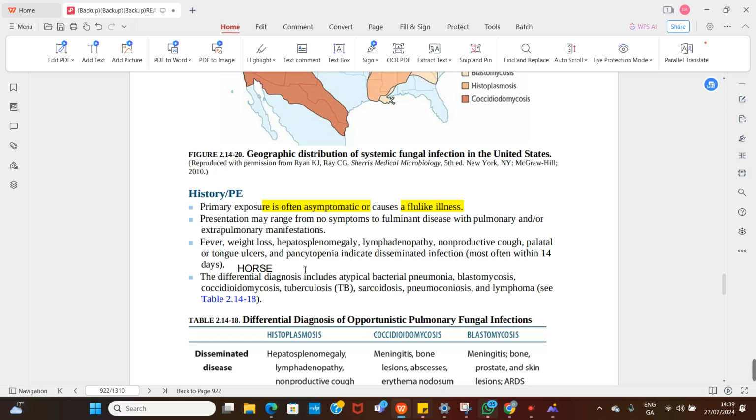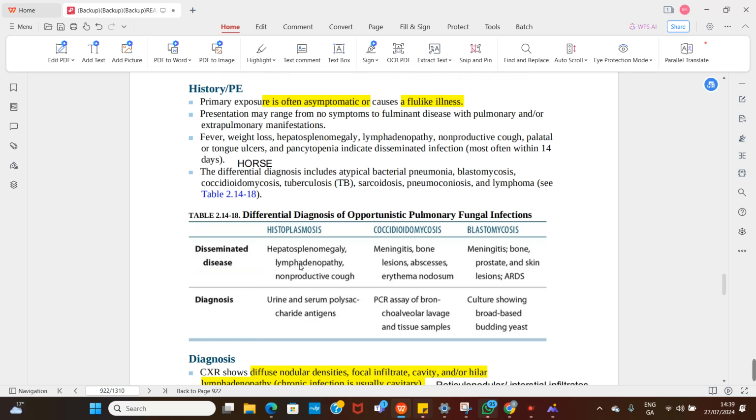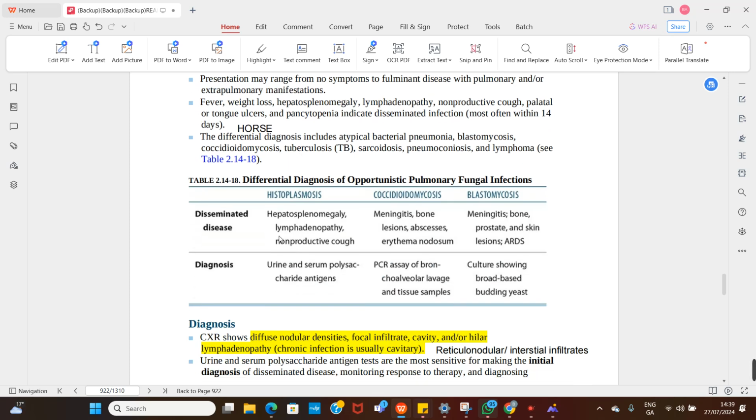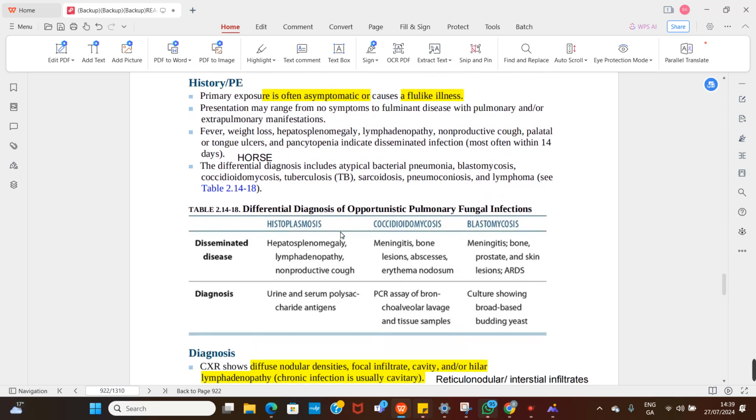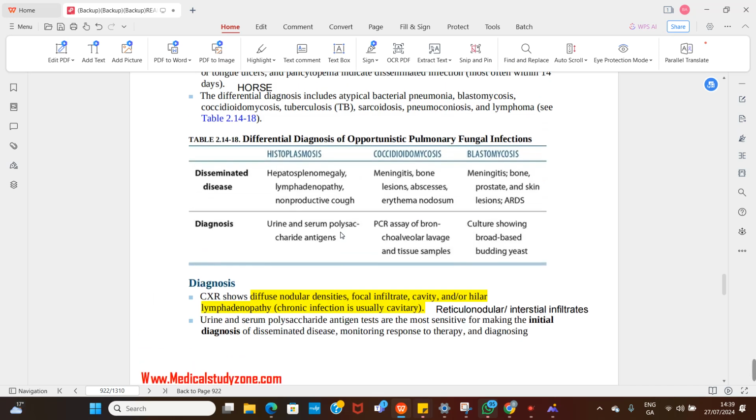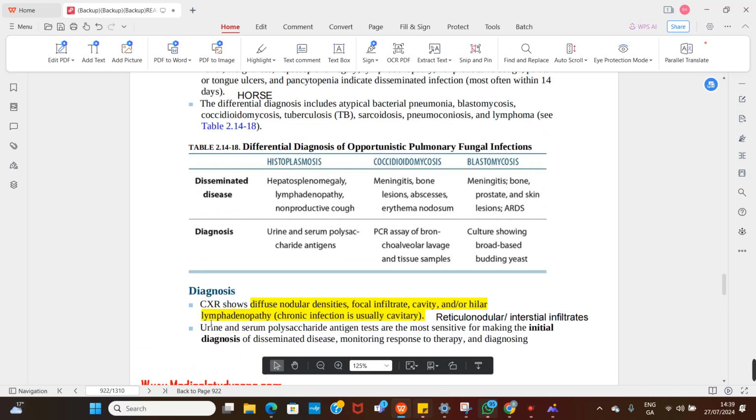So think about the lungs, the liver, the spleen, the lymph nodes, the mouth, and the bone marrow. Those are the places histoplasmosis can go to. Hepatosplenomegaly, lymphadenopathy, non-productive cough, disseminated disease. Now, how do you want to make your diagnosis? You can do an initial X-ray, and you are going to see diffuse nodular density.